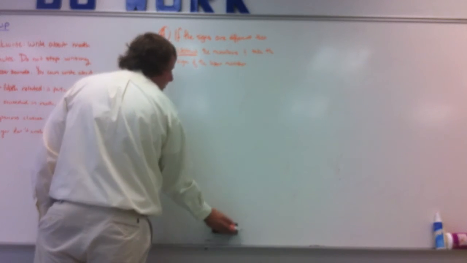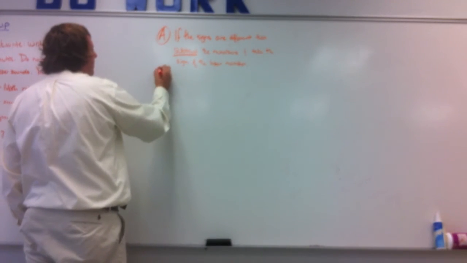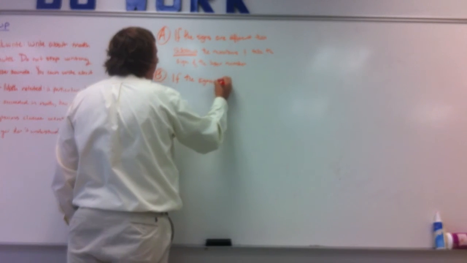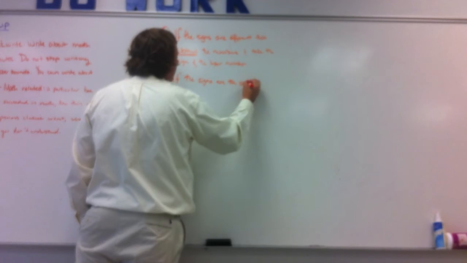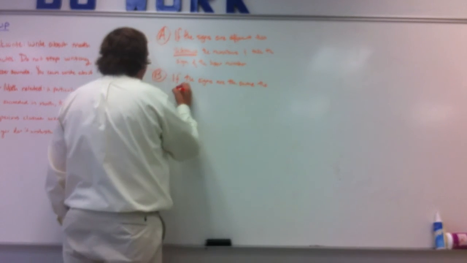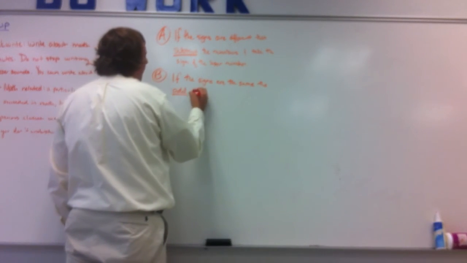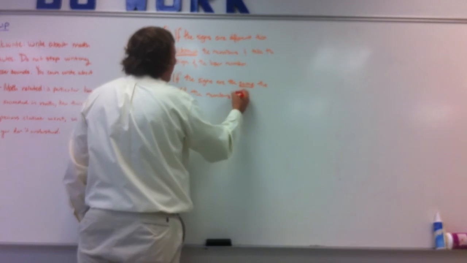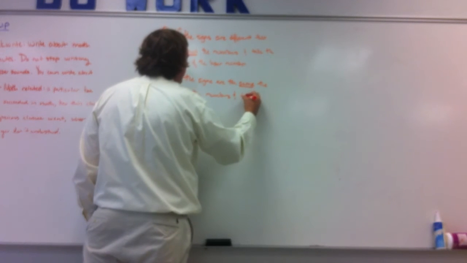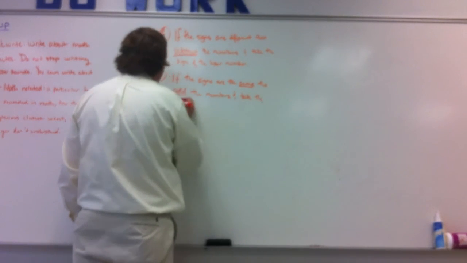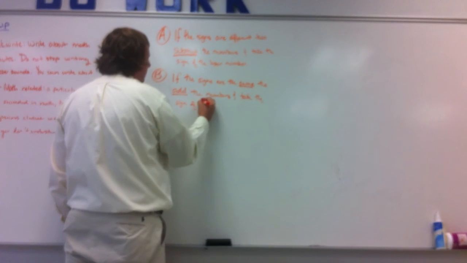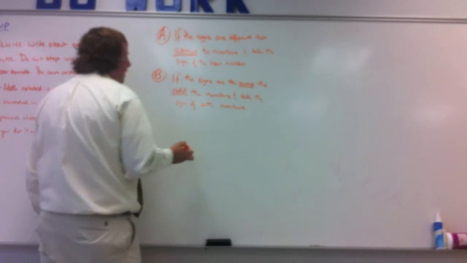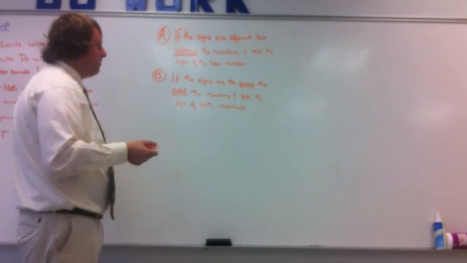Second rule, B. If the signs are the same, then add the numbers and take the sign of both numbers. If the signs are the same, add the numbers and take the sign of both numbers.